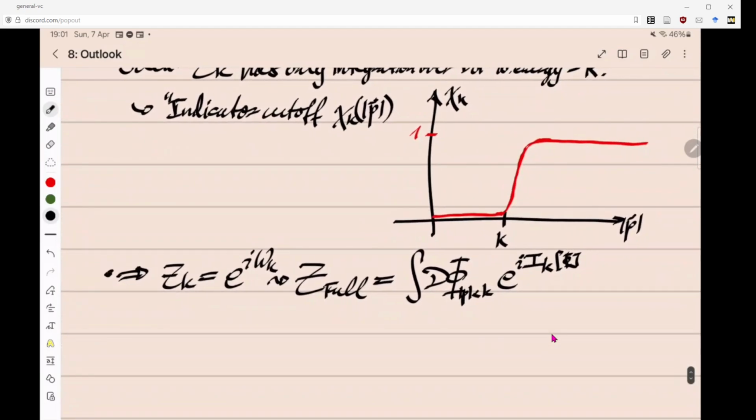So what you do is you split the full integration over all the fields into a high energy part and a low energy part. The split is at momentum k. You integrate out all the high energy stuff and you get a low energy path integral with a more complicated action.